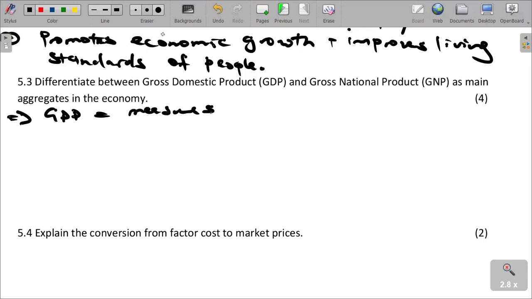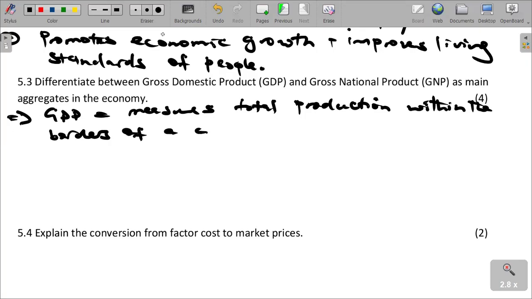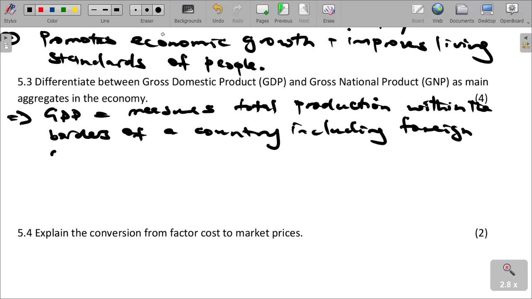It measures total production within the borders of a country, including foreign companies operating within the country.